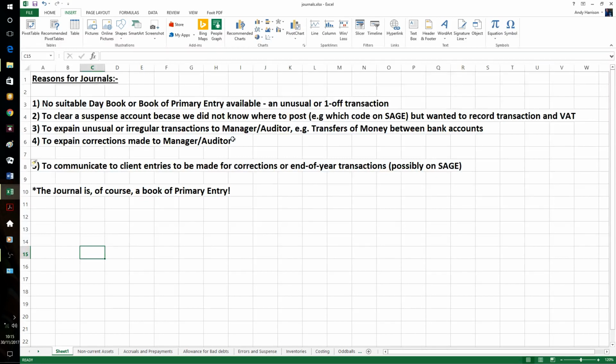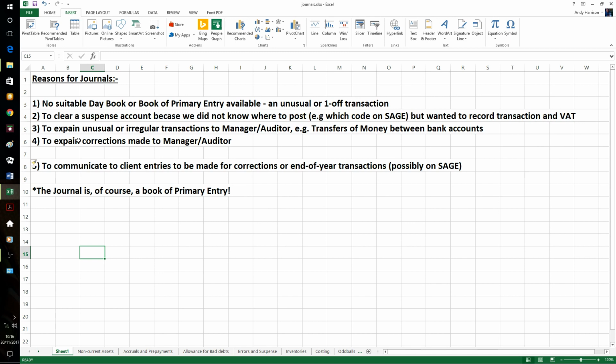Corrections. Somebody else has made loads of mistakes. There's a big red trail, maybe in Sage or otherwise. Nothing adds up, nothing reconciles. I've corrected it all, and now I need to explain to the manager or auditor what I've actually done. If you make an auditor scratch their head thinking, what on earth have we done? You've probably added £45 to your bill.